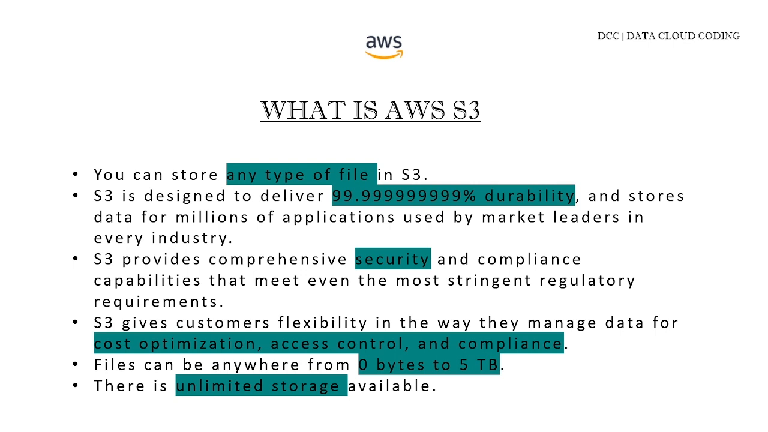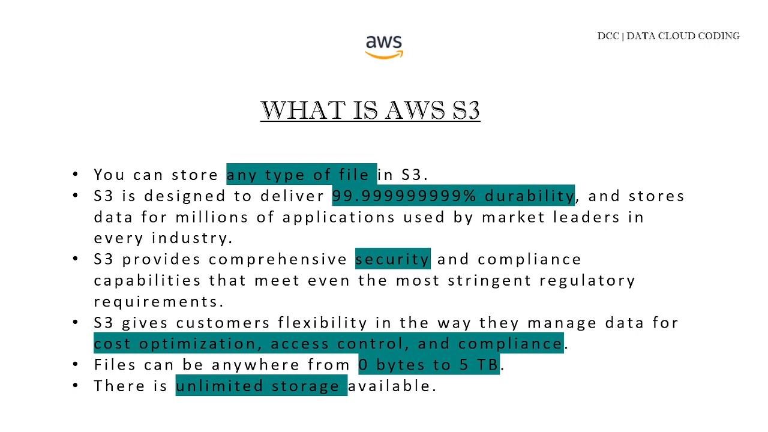Now let's look at a few major key points related to S3. So we can store any type of file in S3. We can store media files, be it photos, videos. We can store data files like CSV files, JSON files, Avro files, XML files, etc. S3 is designed to deliver 11 nines of durability, which is 99.999999999%.